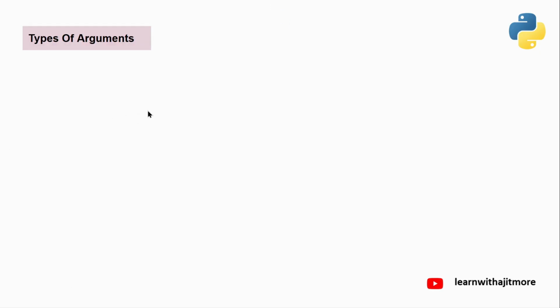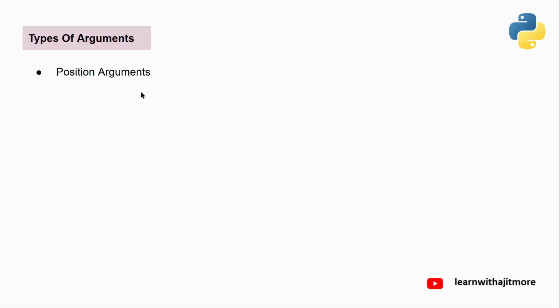In Python, there are 4 different ways of passing parameters. One is positional argument. Second is keyword argument. Third, variable length. And one is default. So all these 4 we will be discussing one by one with examples. These are very common interview questions.